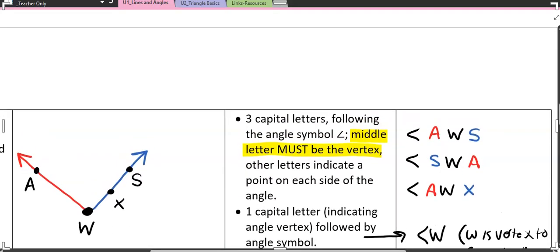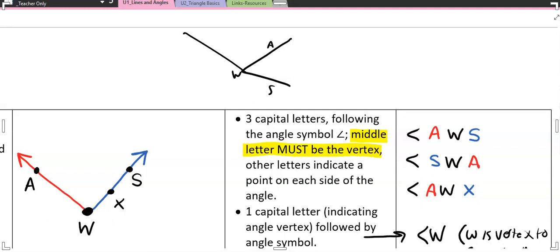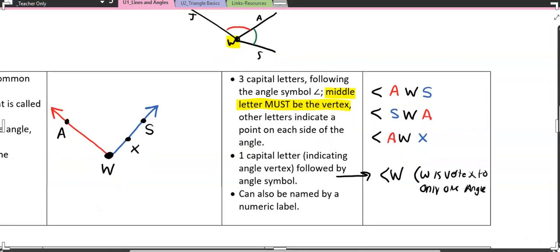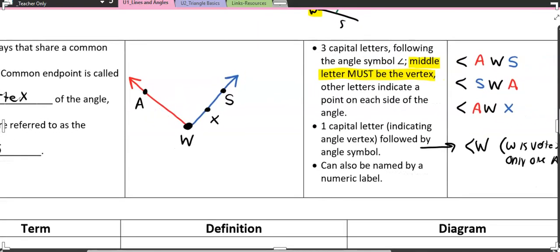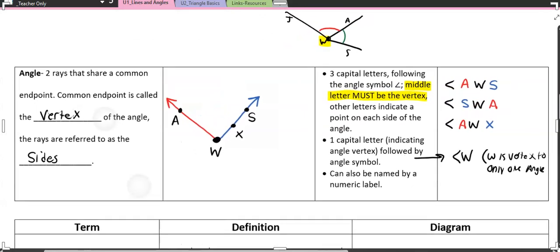And what I mean by that is if I draw an angle here, let's call this W, and we'll call this A and S. But then let's have another angle over here with J, okay? Notice that W is the vertex both to JWA, which I'm going to use that red arc to label, and then AWS, which is going to be the green one. So because of that, we can't call it angle W, and that's really important to notice there. There's also a less common way, which can be a numeric label. We'll see those in other places, but not necessarily here just yet.